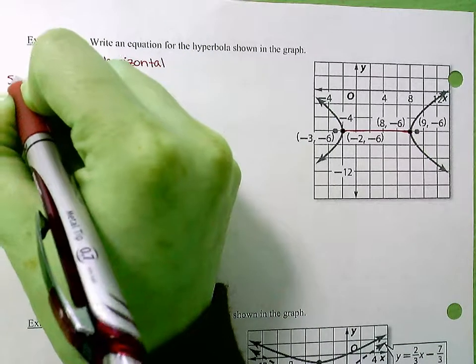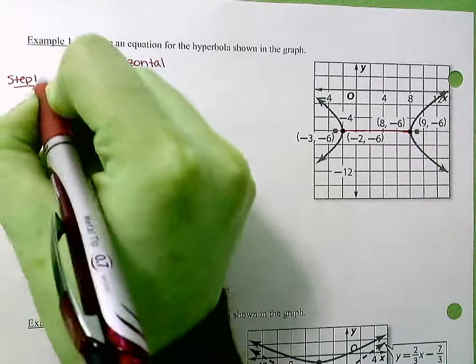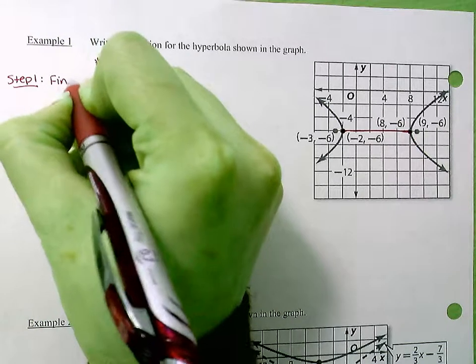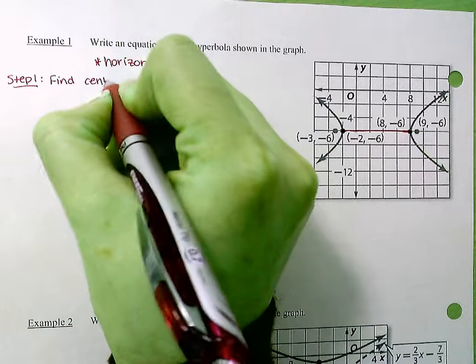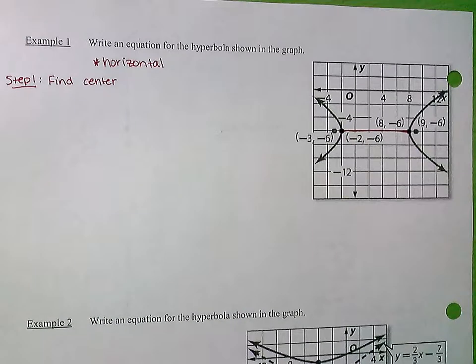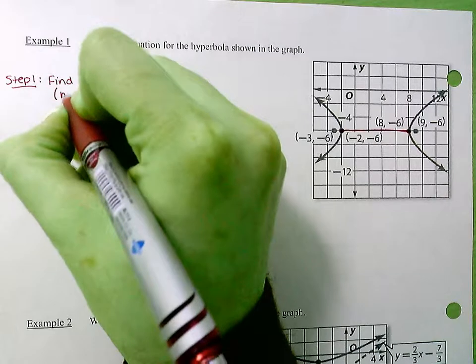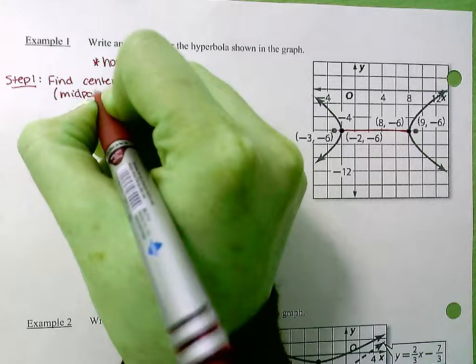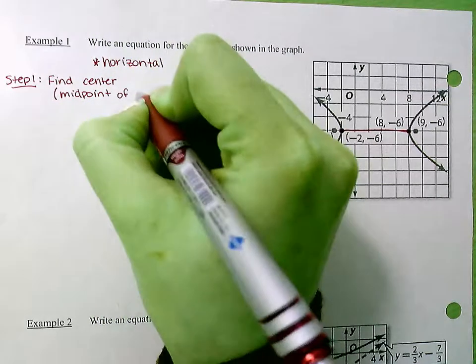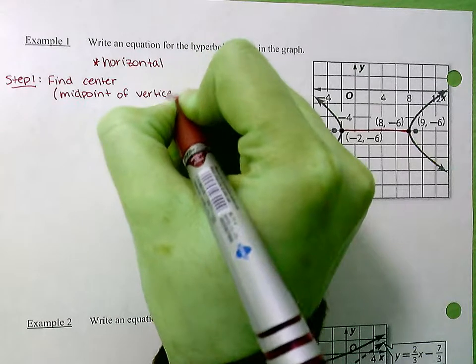Now our first step is to find our center. So we want to find that center point. To do that, we're going to use our vertices. So that's going to be the midpoint of your vertices.